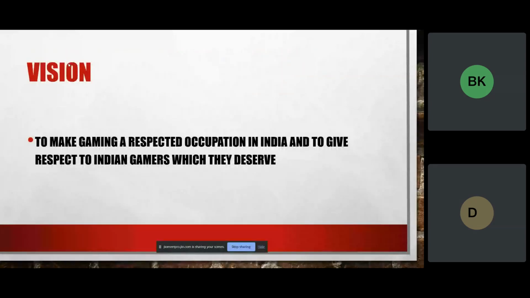Our vision is basically to get respect for each and every gamer in India, so that he doesn't feel he is not part of the community, and gaming is treated as normal. A gamer should be treated like a doctor. A doctor is respected in society, and a gamer should also get that respect because he is contributing to the economy.